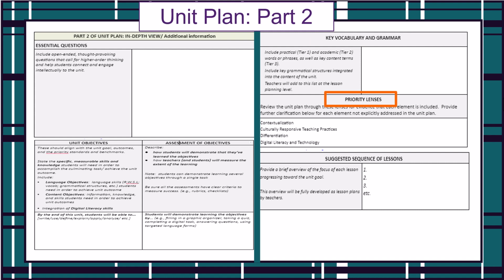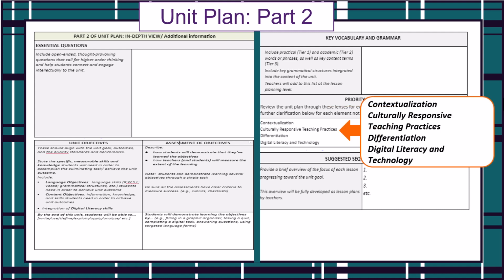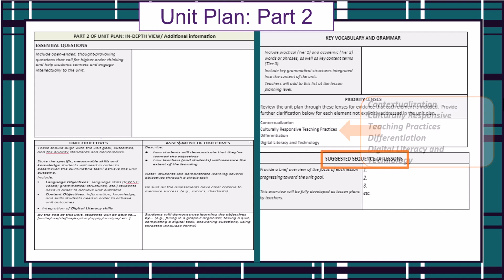In the template, you will find a reminder to review the unit plan through different lenses to make sure these examples have been addressed. These lenses are contextualization, culturally responsive teaching practices, differentiation, digital literacy, and technology. And finally, the unit plan includes a suggested sequence of learning. This is a list of the focus of each lesson that progressed toward the unit goal. The sequence is just that. The lessons themselves will be fully developed as the lesson plans are created by teachers.